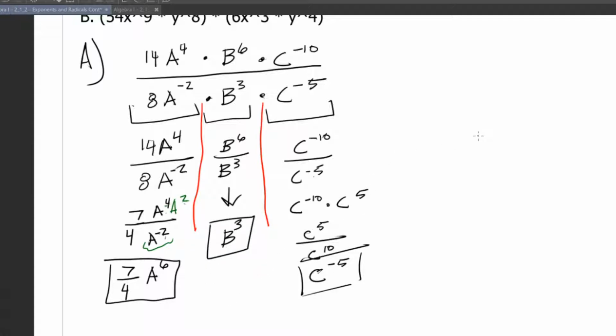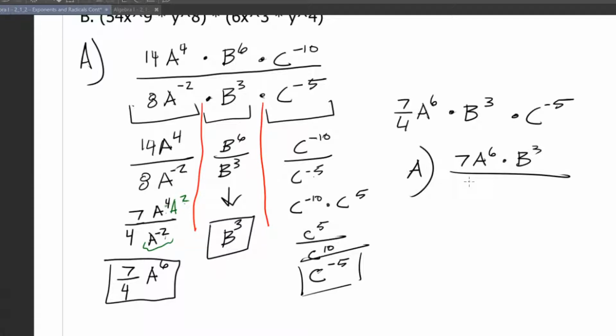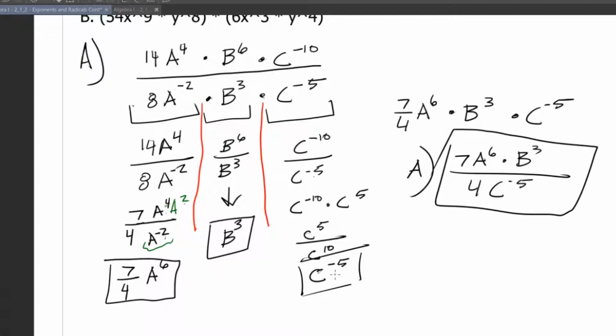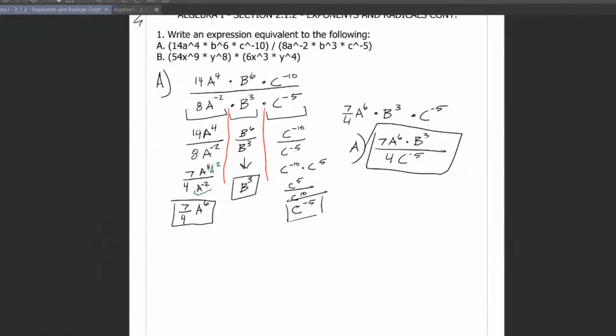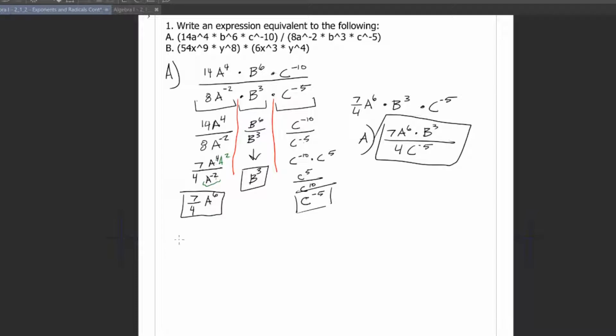Now let's throw these all back together, and then we get 7 over 4 A to the 6 times B to the 3rd times C to the minus 5. Throwing this together, it's going to be 7A to the 6 times B to the 3rd over 4C to the minus 5. Okay, so take a look at that there, and let's go to the next question. So let's look at B.